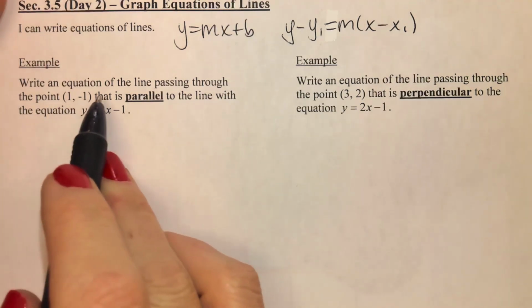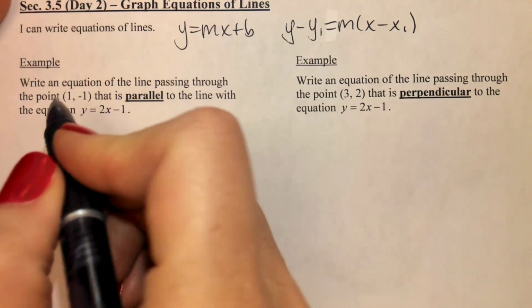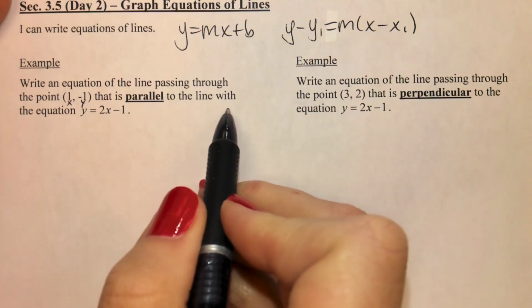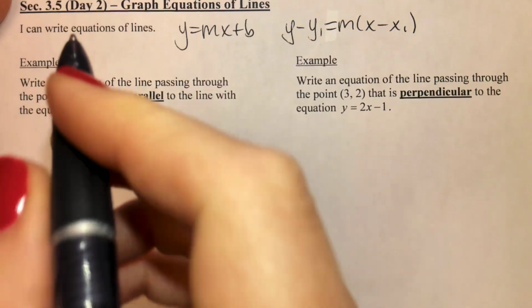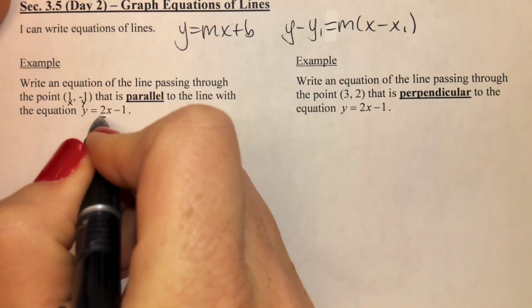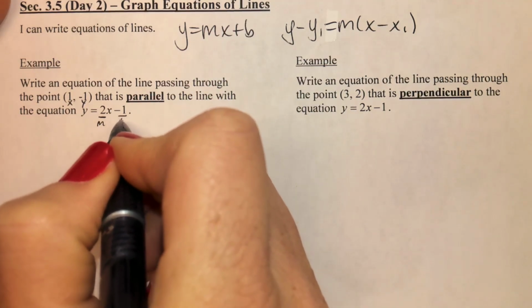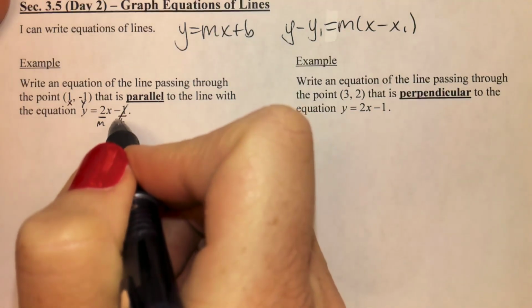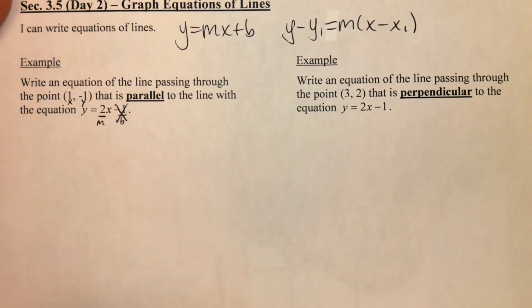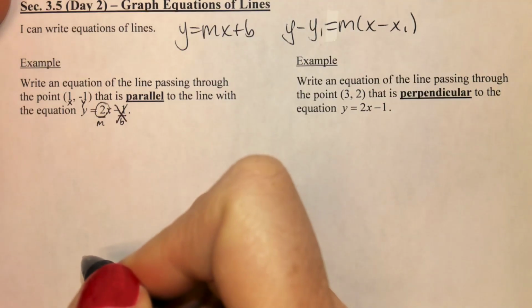So this one says write an equation of the line passing through this point. So there's my x and y. That is parallel to the line with the equation y equals mx plus b. So this 2x minus 1 matches this form. So that would be my slope, and that is my y-intercept. We can cross that off right away because we cannot use that in any part of our problem. The only thing we get to use is our slope.